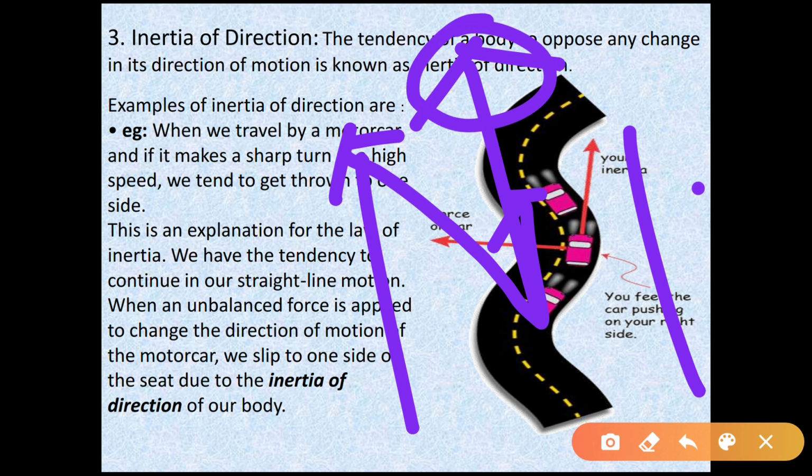And now as you take the turn towards the left side, your body wants to remain in the same state of motion in the same direction. That is, your body doesn't want to change its direction of motion. So what will the body do? The body will try to oppose that change, and that tendency of a body to oppose any change in its direction of motion is known as inertia of direction, right?